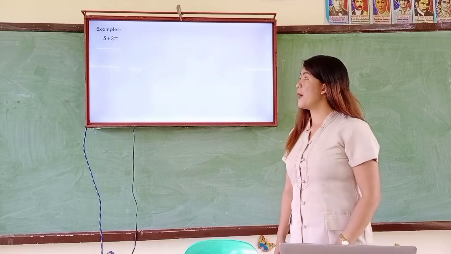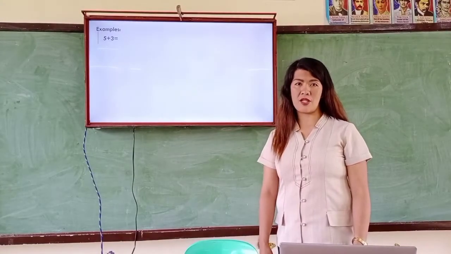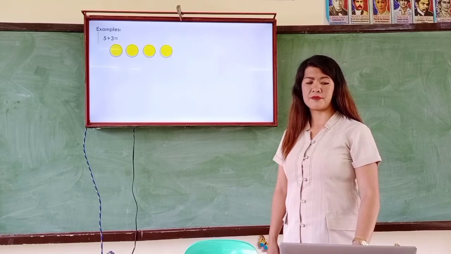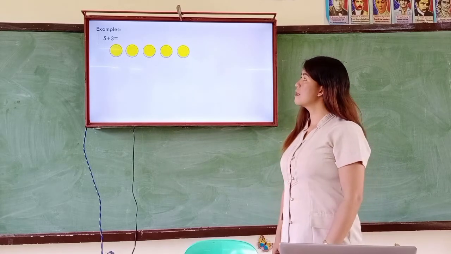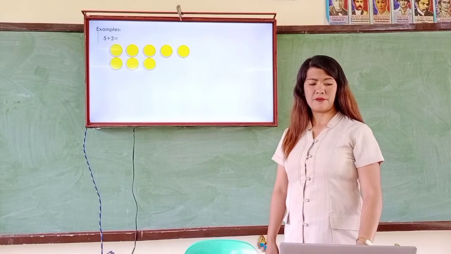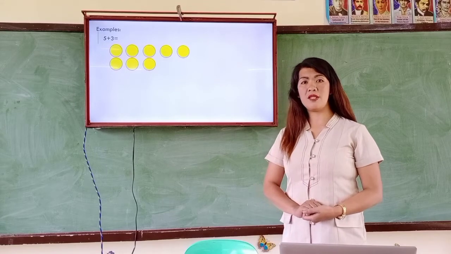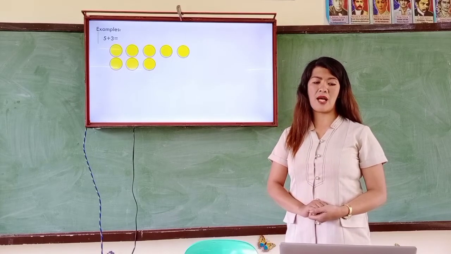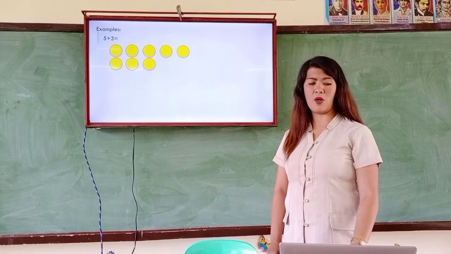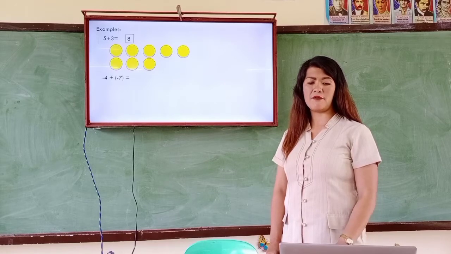Examples. How to use the colored counters in adding integers. We have here positive 5 plus positive 3. Since we represent positive integer as yellow, we have 5 yellow chips plus positive 3, so 3 yellow chips. Since we do not have red chips, we do not have a zero pair. Let us count the chips: 1, 2, 3, 4, 5, 6, 7, 8, all yellow. Therefore, positive 5 plus positive 3 is equal to positive 8.